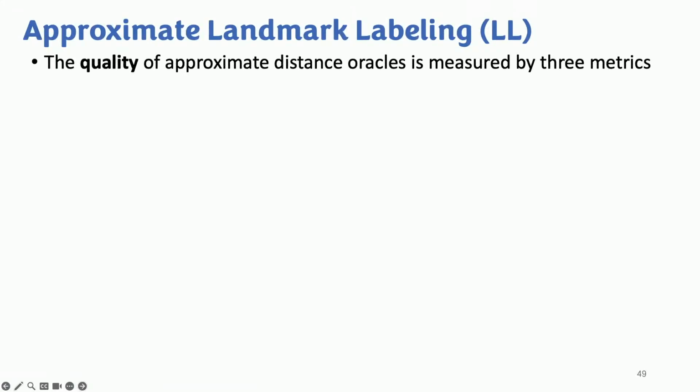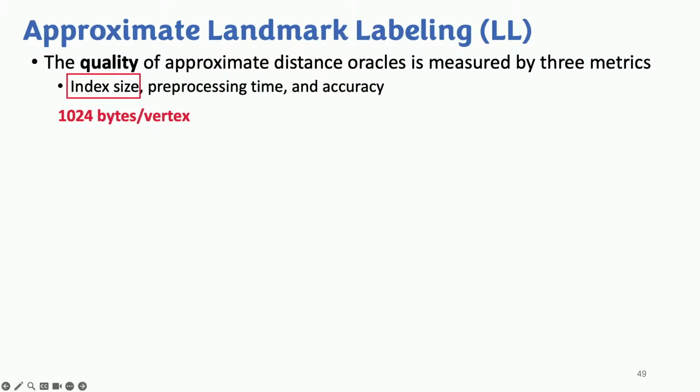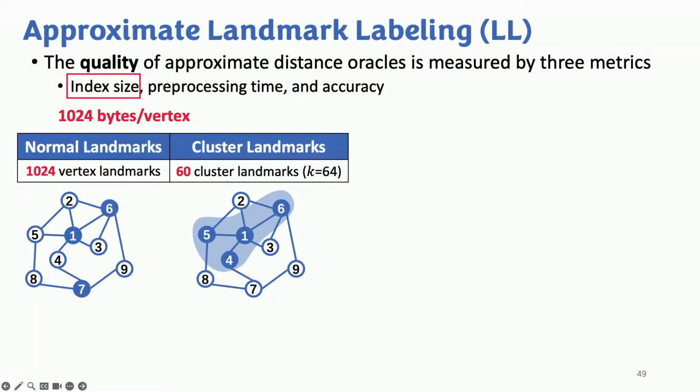The quality of the approximate distance oracle is measured by 3 metrics: the index size, pre-processing time, and accuracy. For fair comparison, we fix the index size and compare the other two. We fix it to be about 1K bytes per vertex. What that means is, in the normal landmark labeling, we can select 1,000 vertices as landmarks, and in the cluster landmark labeling, we can select 60 clusters, each with size 64.